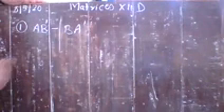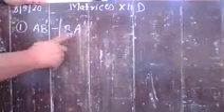Yes, I dictate a question. Please write it. If A and B are square matrices of same order, then prove that AB transpose minus BA transpose is a skew symmetric matrix. So this matrix is to be proved as skew symmetric.